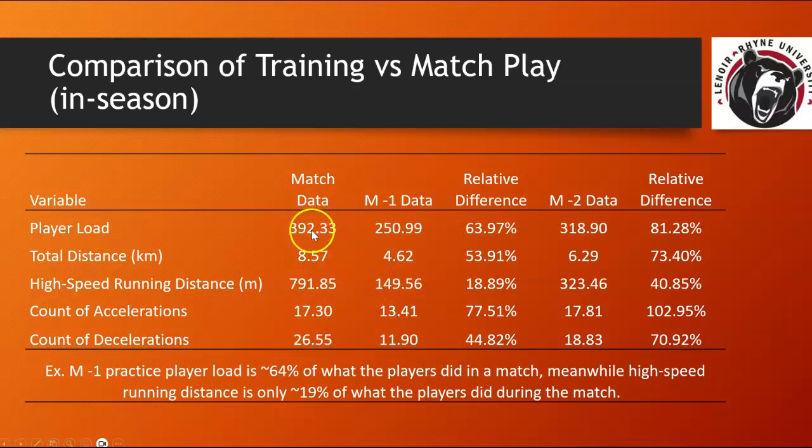So when we look at match data compared to the day before a game or day before a match, we see that there is a 63%, almost 64% difference between match data and match minus 1. When we look at total distance, we see that there is roughly a 54% difference. So we're identifying how difficult the training sessions prior to a match are.